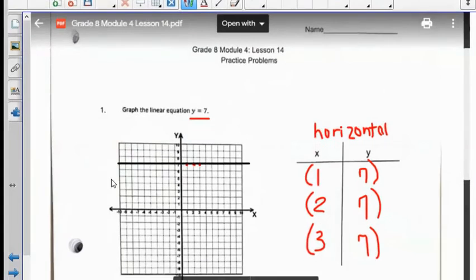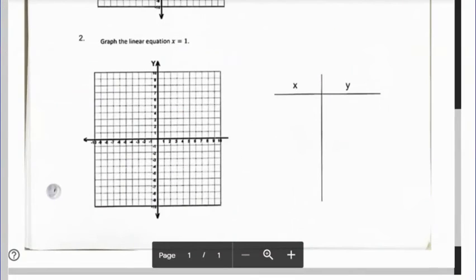Okay. The next one is very similar, but instead of saying y equals, this one says x equals 1. So what I'm going to do is I'm going to go down on my x letter, and I'm going to put 1s. I can't put anything else other than a 1 on x, because it tells me that x is equal to 1. But what I can do on y is whatever number I want. Remember, it goes from -10 to +10, so you should not choose anything bigger or smaller than that. I always choose 1, 2, and 3.